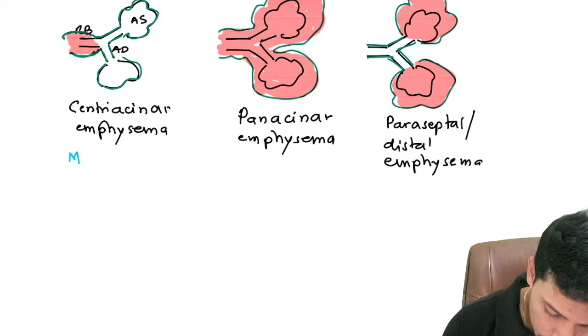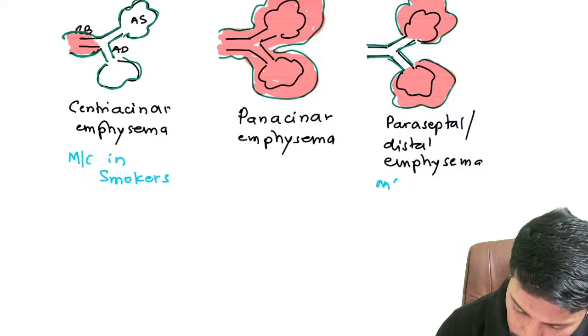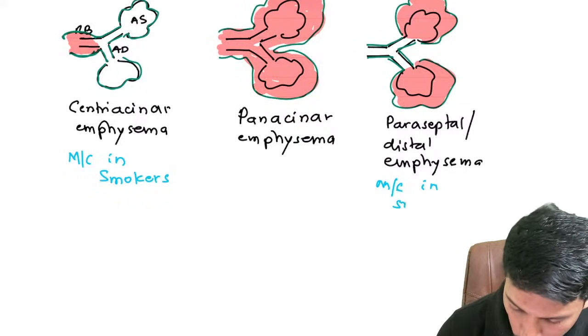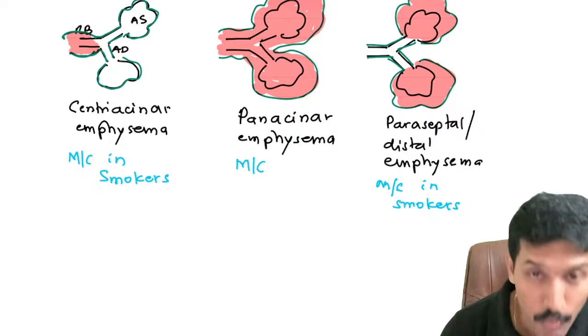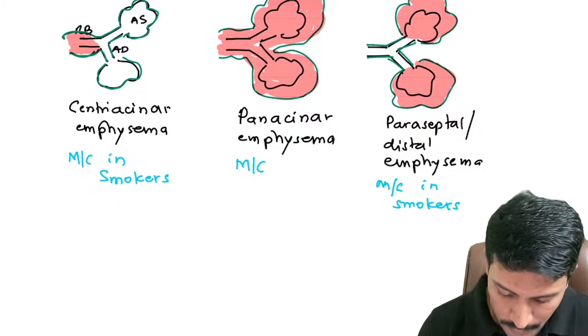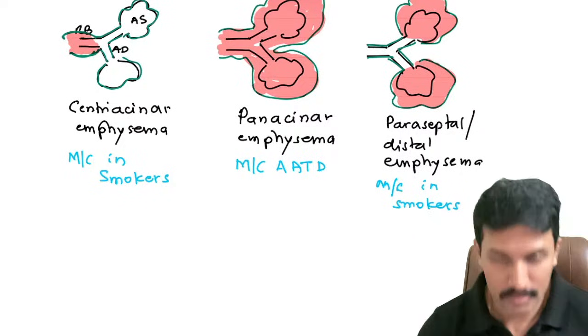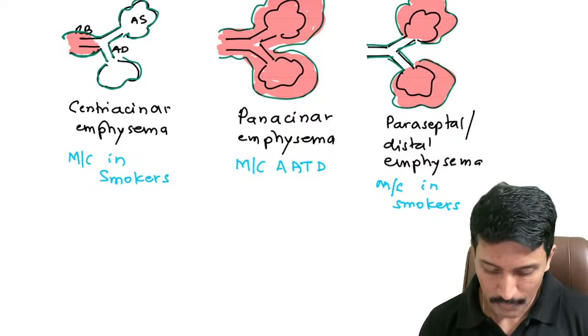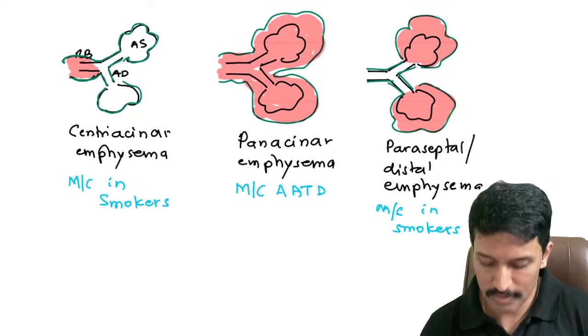Even paraseptal is more common in smokers. While if alpha-1 antitrypsin deficiency is responsible for someone developing COPD and emphysema, they are more likely to get panacinar, right? So this is what you are expected to write in emphysema. This is a basic introduction to emphysema.